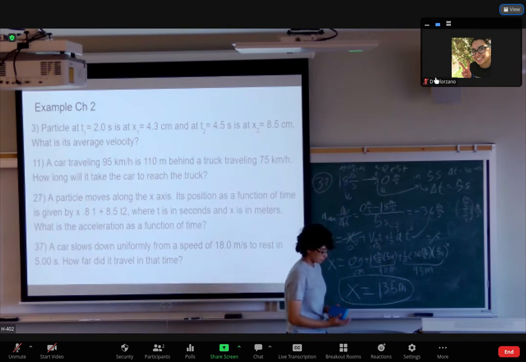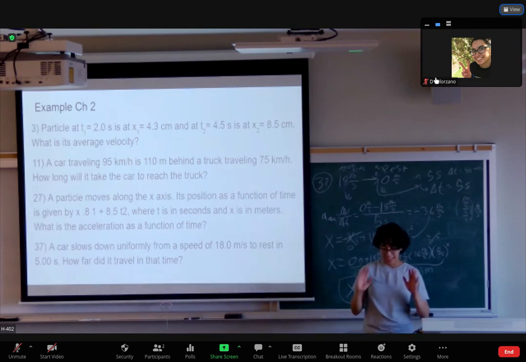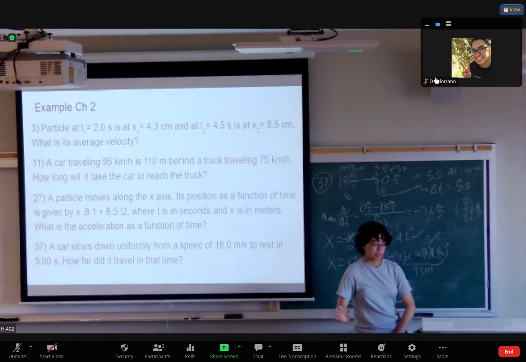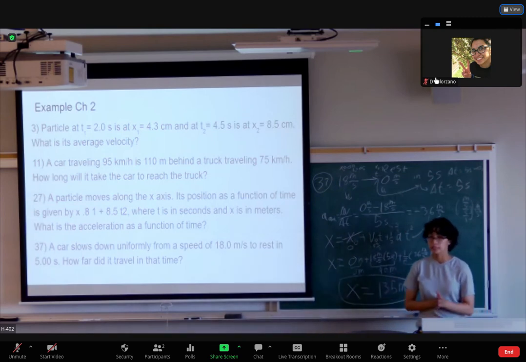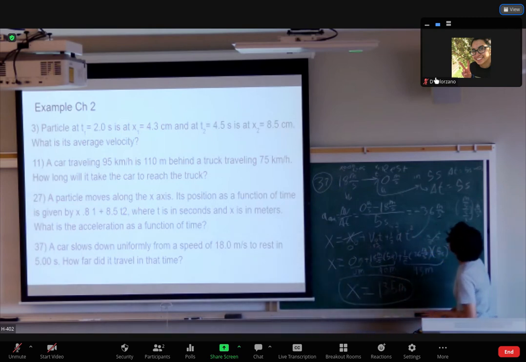Okay, so I realized I forgot to switch it over on my computer so that you guys can see the screen and all that jazz. I'm going to re-explain right now.